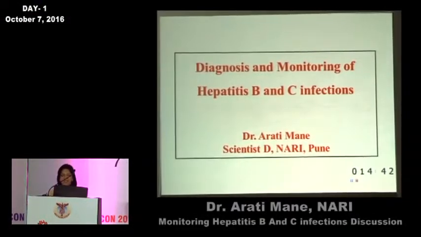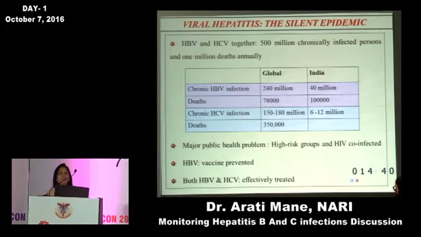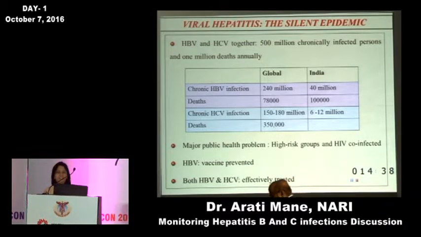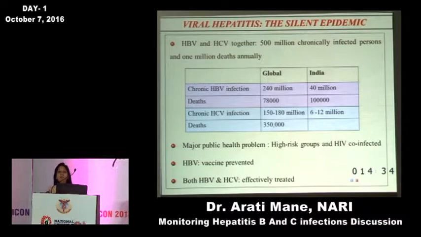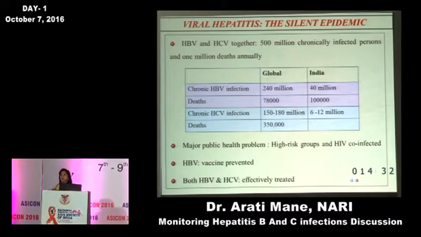Hepatitis, and I'll be talking on diagnosis and monitoring of Hep B and C infections. Now we know that a large part of the world's population is affected by the silent epidemic of viral hepatitis, and both these viruses together are estimated to cause about 500 million chronic infections with 1 million deaths annually.